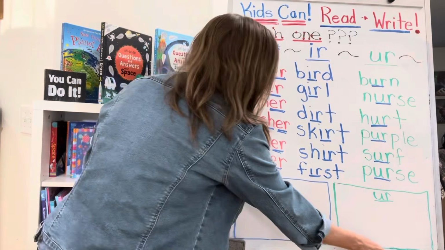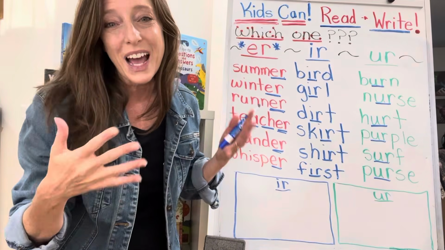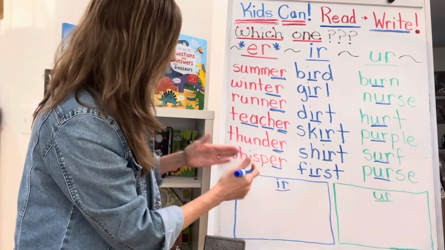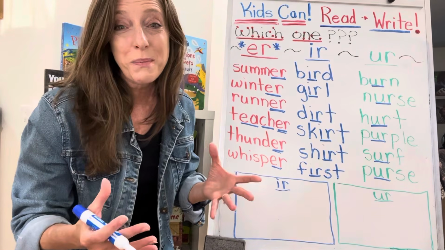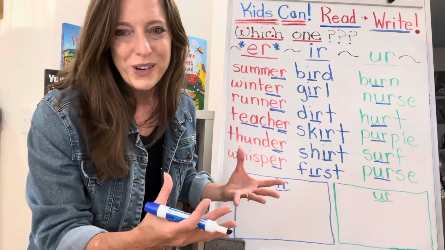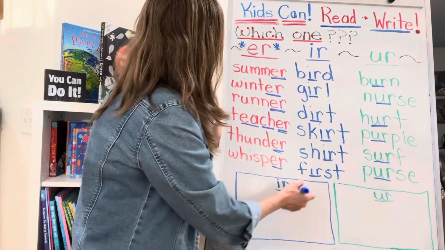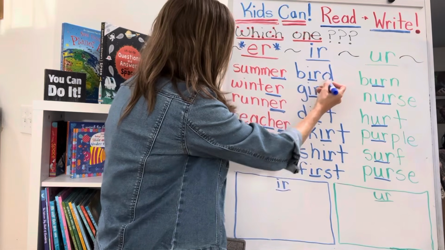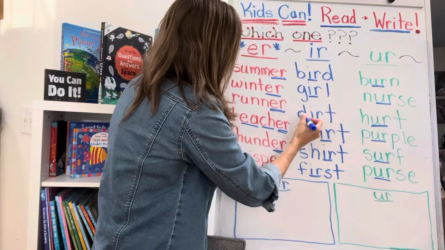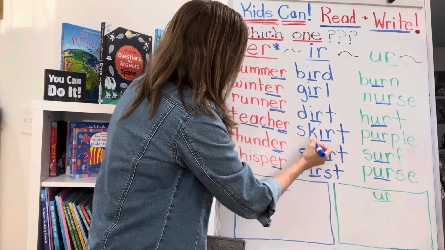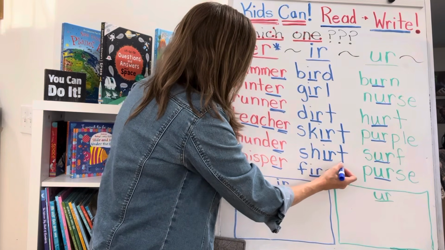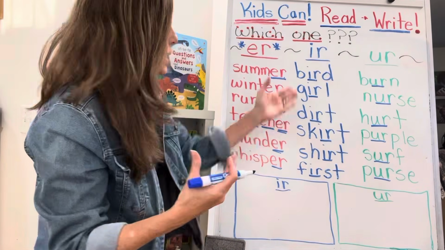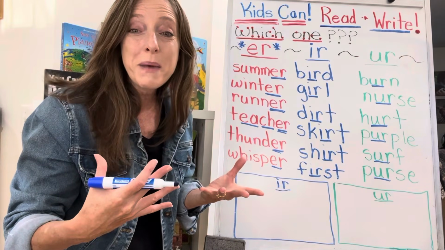So let's start with the IR one. And what I like to do is just have the kids draw really funny pictures. So if you're watching this and you want to learn along, go ahead and grab a sheet of paper, grab a pencil, and draw with me. And it's a lot of fun. So IR, here's some of the most common IR words: bird, girl, dirt, skirt, shirt, and first. So I'm going to try to come up with a picture using those so I can remember them.